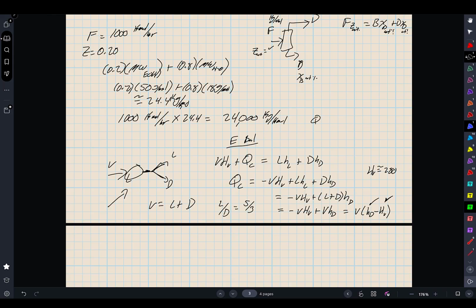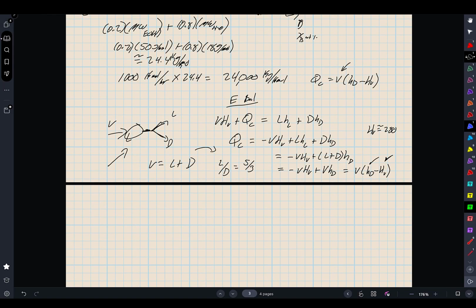So if we rewrite this, Q condenser is equal to V times HD minus HV, where we would need to then find our V. So we can do that because of these relationships that we have right here. We know that V then has to be equal to, if we rearrange this, our L becomes equal to 5/3 D. By plugging that into here, we get that our V is equal to 5/3 D plus D, which is equal to 8/3 D. And at this point, we have our distillate flow rate already. So we can figure out what our V is, and we can plug it in and say this is just equal to 8/3 times our distillate flow rate times our little HD minus our HV. And at that point, we would have the duty around the condenser because we have all those values.